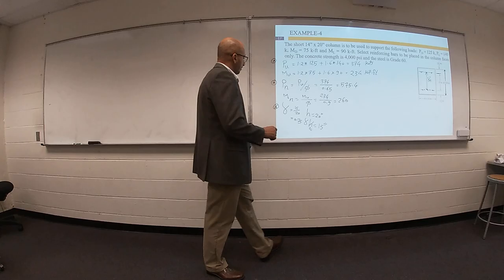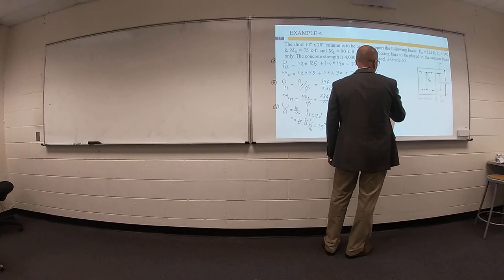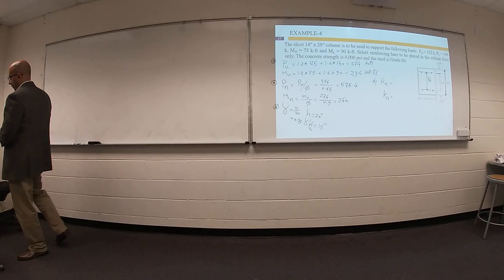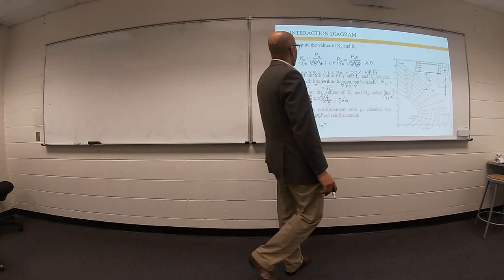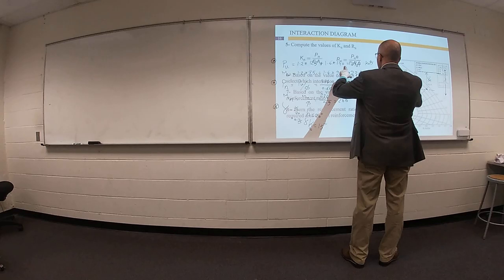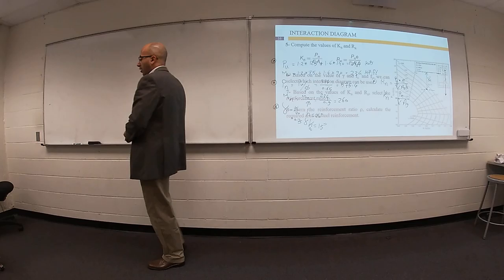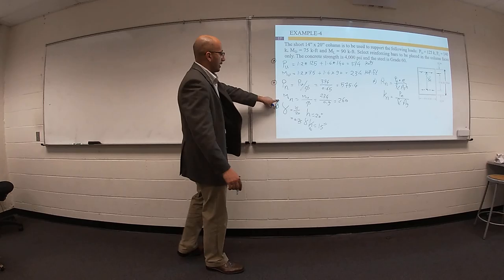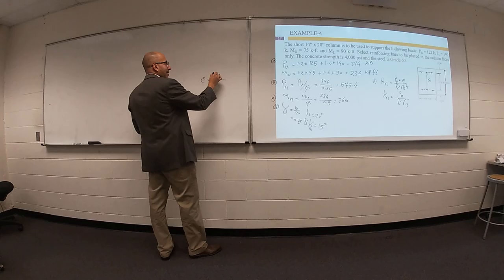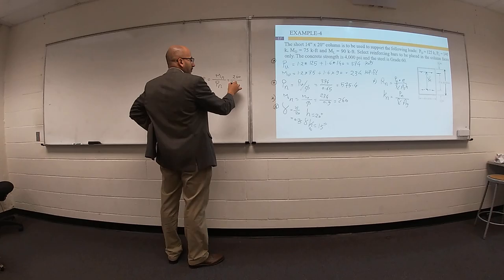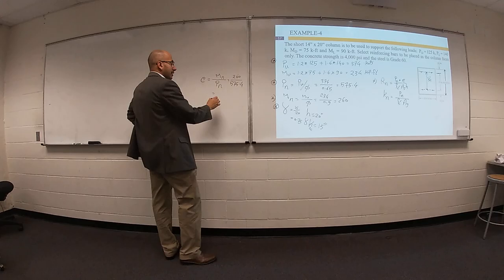Then, what is the value of Rn? What is the value of Kn? Rn equal Pn times e divided by Fc prime, area gross, h. Kn equal Pn divided by Fc prime, area gross. We forgot to calculate eccentricity. Eccentricity e equal Mn divided by Pn. Your Mn equal 260 divided by Pn, 575.4. What is the value of e? 0.45 feet.